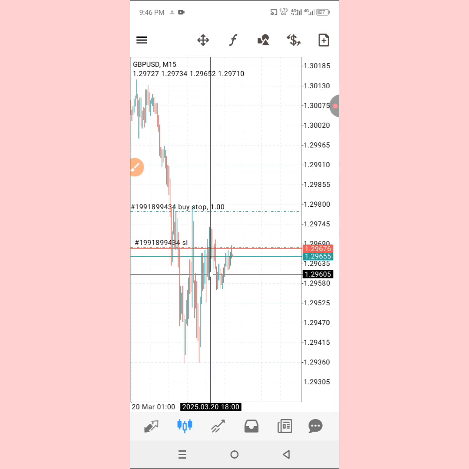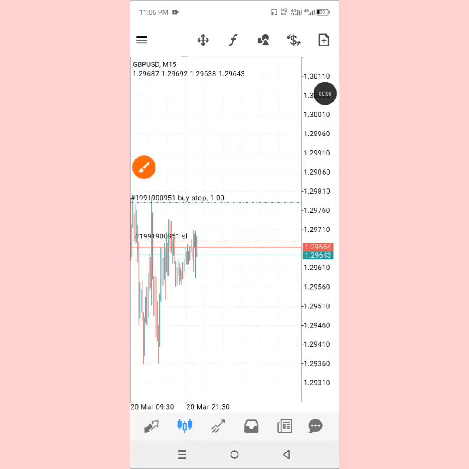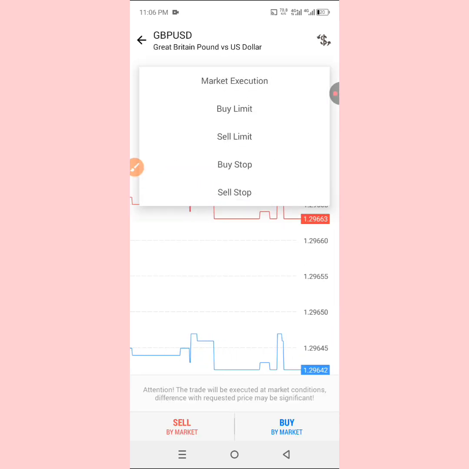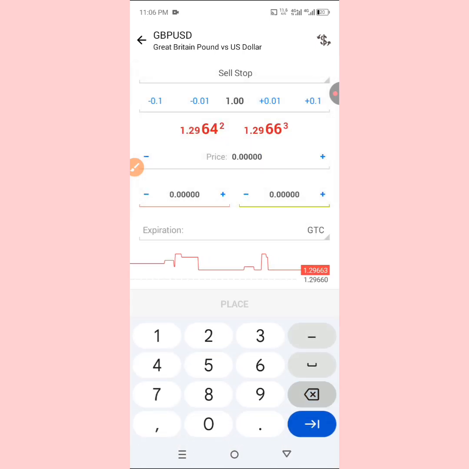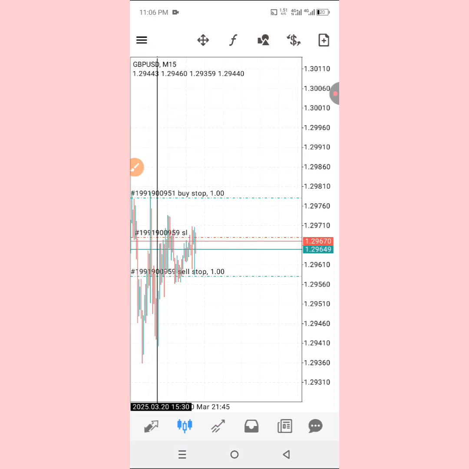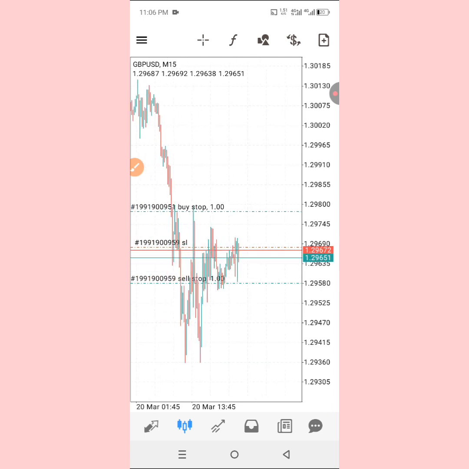Then the same thing again, I place a sell stop also and place a stop loss above that level. So guys, if I want to place my sell stop order, I click here also, then sell stop 1.2958, and the stop loss is at 1.2968. I place it. Right now you can see it here. Since I'm going for 1:4, my risk to reward is 1:4.